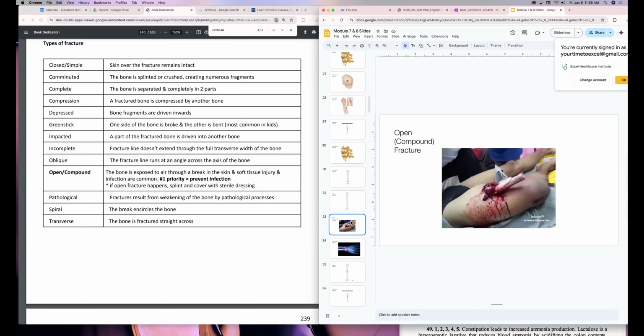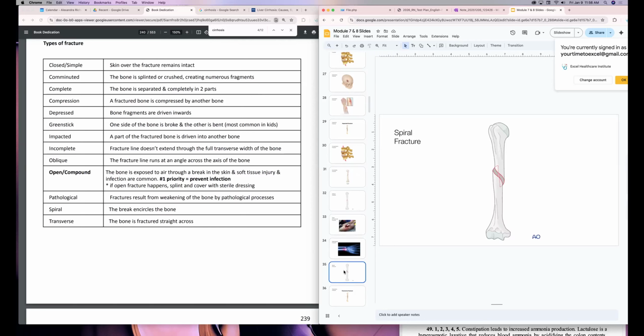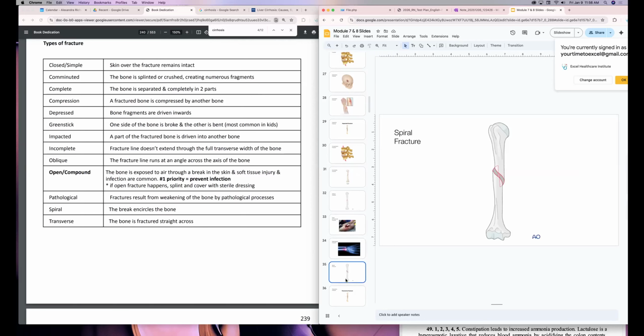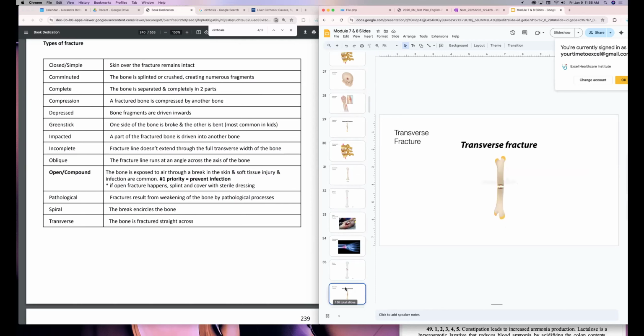The problem here is infection. So this is the most serious. The bone is exposed to air through a break in the skin and soft tissue injury. The number one priority is to prevent infection. If an open fracture happens, you splint and cover it with a sterile dressing. Okay, then we have pathological fracture, which is just due to disease. Spiral fracture, it encircles the bone, and then transverse, it's straight across.